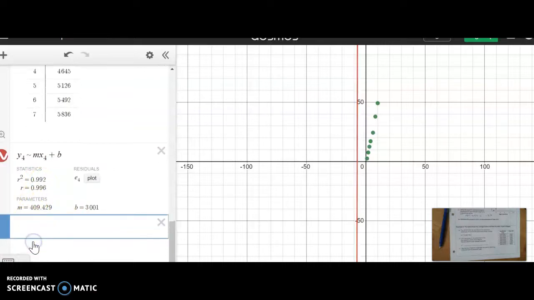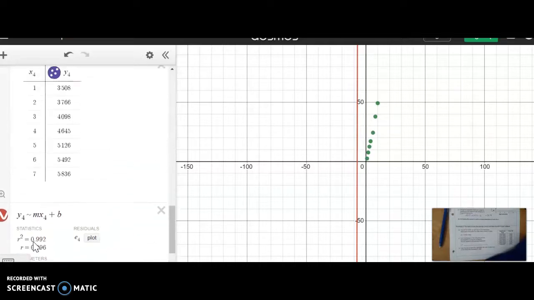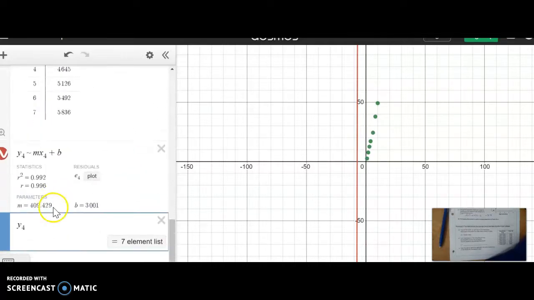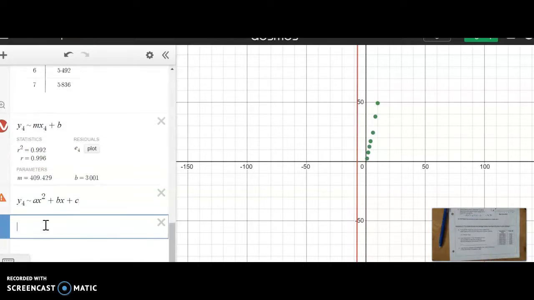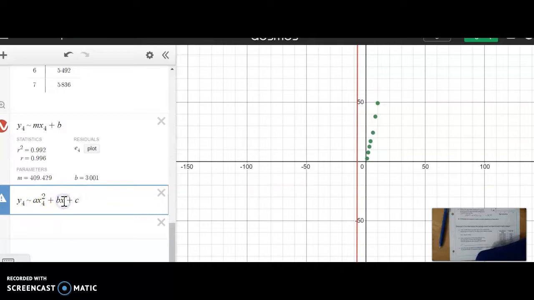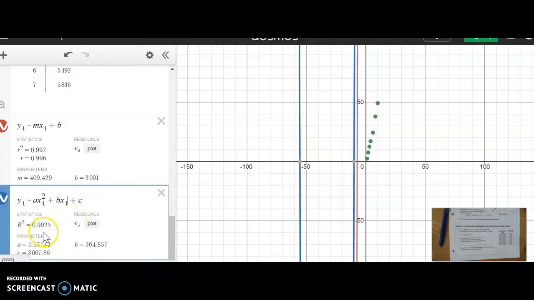Okay. The next one, I'm going to do y sub 4, and I'm doing the 4 because up here this was the 4th table. It corresponds regression ax squared plus bx plus c. Oh, forgot my 4s. That little caution bar says you forgot something. Ah, there we go. 0.9925, so that's a little bit better.